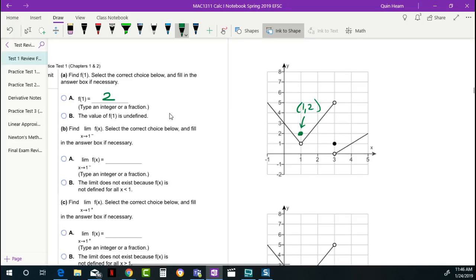And then in part B, it asks you to find the limit. I don't know if you can read it. It's kind of small. I'm going to write it over here. The limit as x approaches 1 from the left of f of x. So now we're getting into calculus. So coming in from the left. So here's the left side of x equals 1, right? So coming in from the left, what y value are we headed towards as we approach the x value 1? Well, this open dot is what we're headed towards.